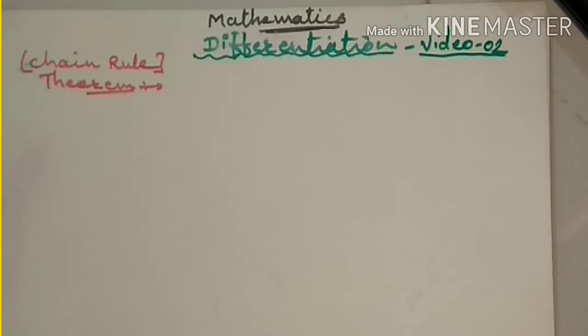So now we are going to proceed in this video. We are going to learn the chain rule. The chain rule is mainly used to differentiate a composite function, and I will explain this chain rule using one theorem.